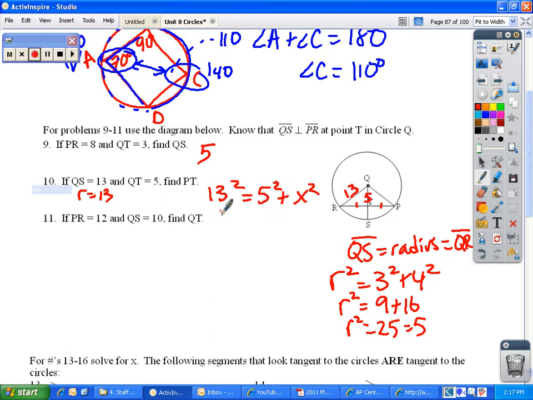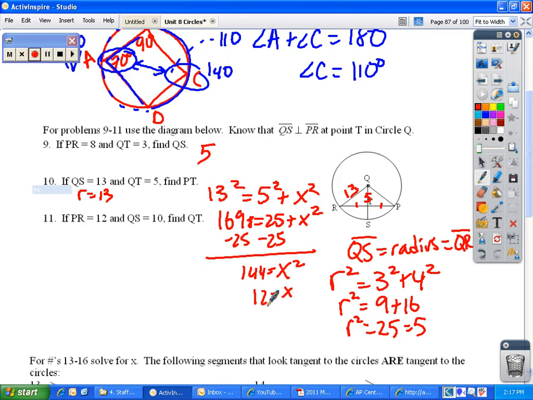13 squared is 169, equals 5 squared, which is 25, plus x squared. So if I take away 25 from both sides, I end up with x squared equals 144, and x equals 12. And that would be the value of PT, which would be 12.